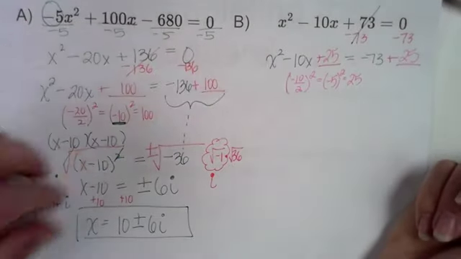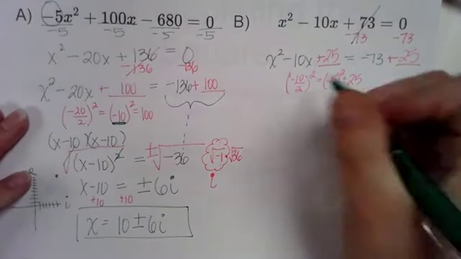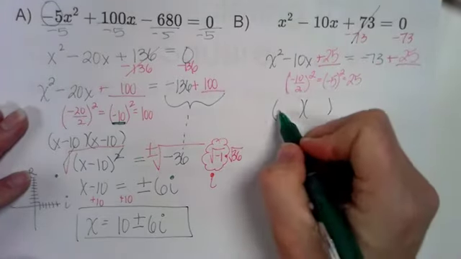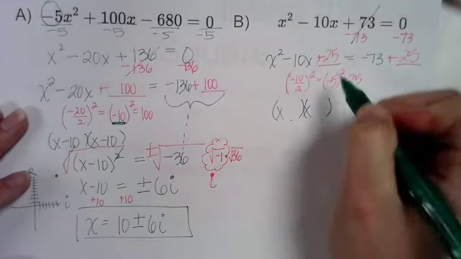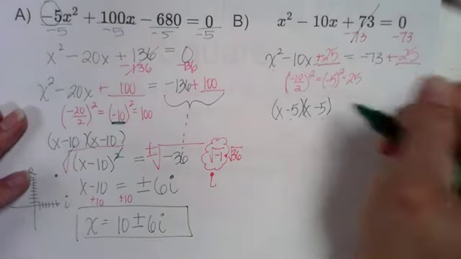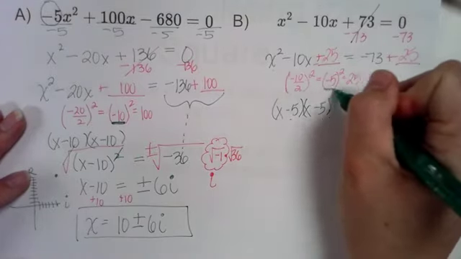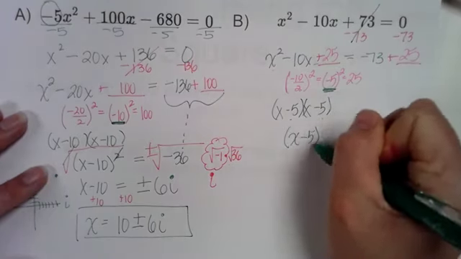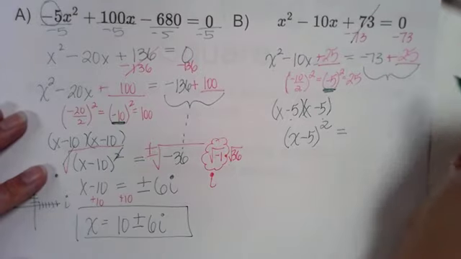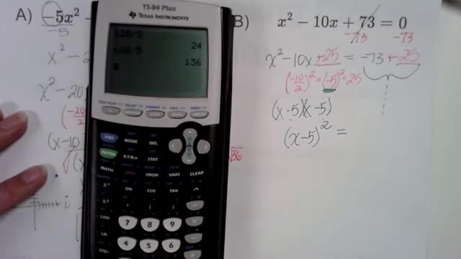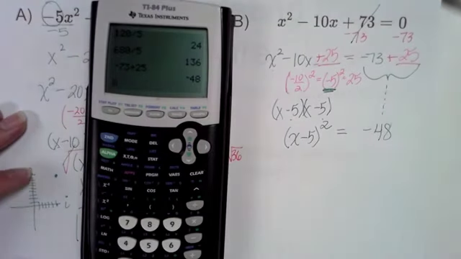Then what should we do next? Double bubble. x times x is x squared. What times what is 25? Negative 5 times negative 5 gives us a positive 25. It's also this number right here, which is kind of nice. And then we can condense it to be x minus 5 quantity squared. All right. I don't know what that right-hand side says, so negative 73 plus 25 is negative 48.